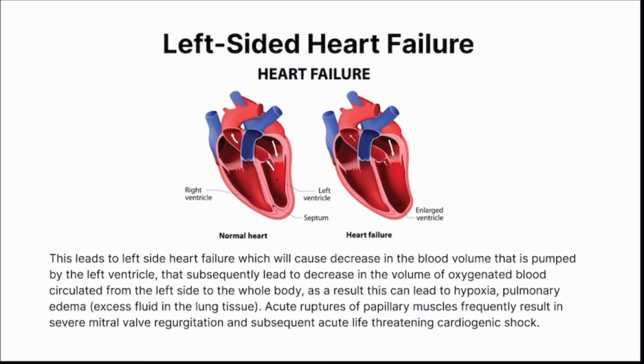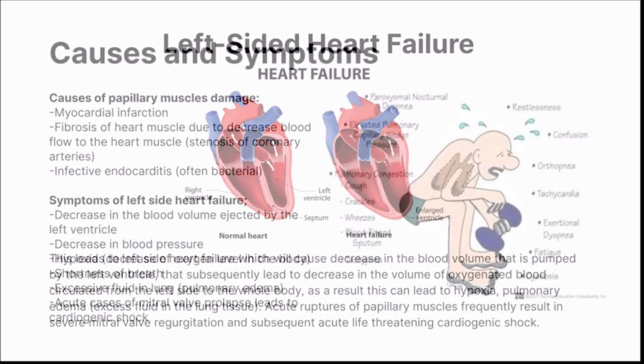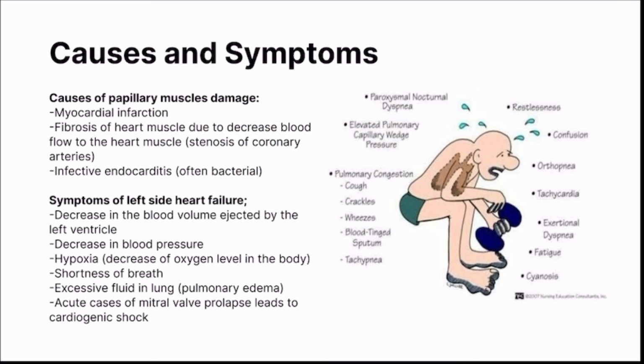and acute ruptures of papillary muscles frequently result in severe mitral valve regurgitation and subsequent acute life-threatening cardiogenic shock. Next, I just wanted to talk about the causes of papillary muscle damage. So we would have myocardial infarction, fibrosis of heart muscles due to decreased blood flow to the heart muscle, which is stenosis of coronary arteries, or an infective endocarditis, which is often bacterial.